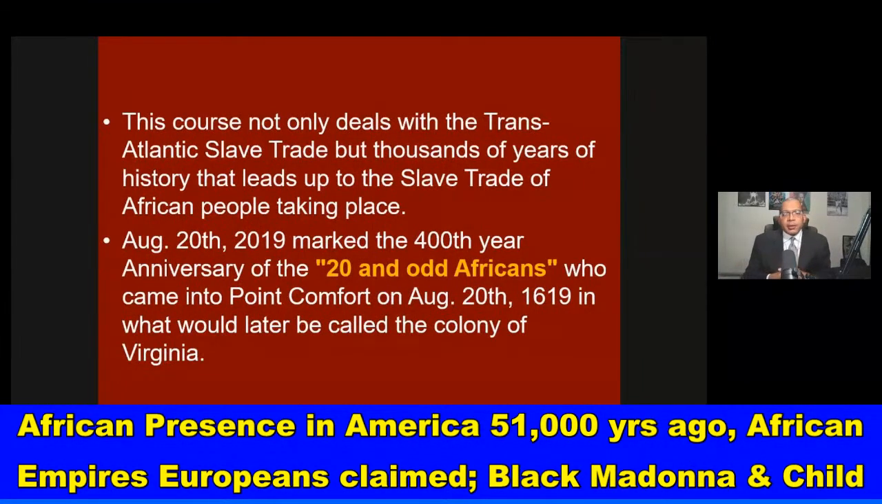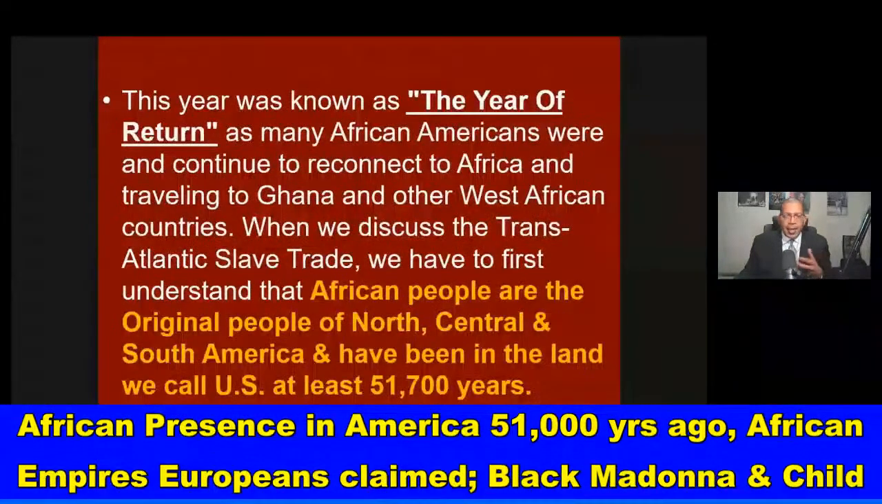August 20th, 2019 marked the 400th year anniversary of those 20 and odd Africans who came into Point Comfort in what would later be the colony of Virginia. It's actually Hampton, Virginia, that they come into. This year was known as the Year of Return, as many African Americans were and continue to reconnect to Africa and travel to Ghana and other West African countries.